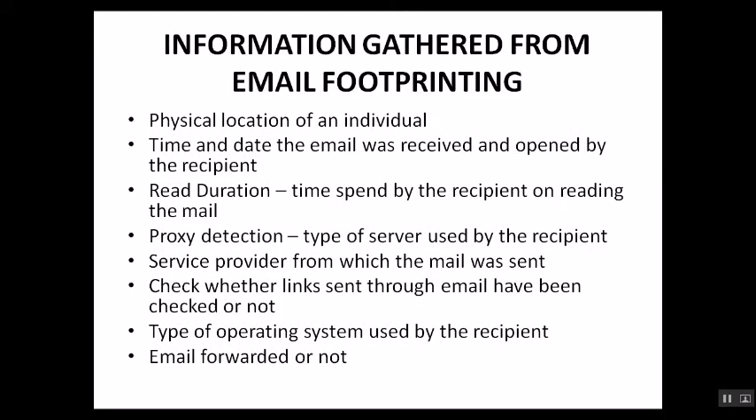This helps the hacker to perform social engineering and to map the target organization's network. What is the information that is gathered from email footprinting? The type of information which we can get is the physical location of an individual, the time and date the email was received, read duration, that is the time spent by the recipient on reading the email, proxy detection, the service provider from which the mail was sent, whether the links sent through the email have been checked or not, the type of operating system, and whether the email was forwarded or not.